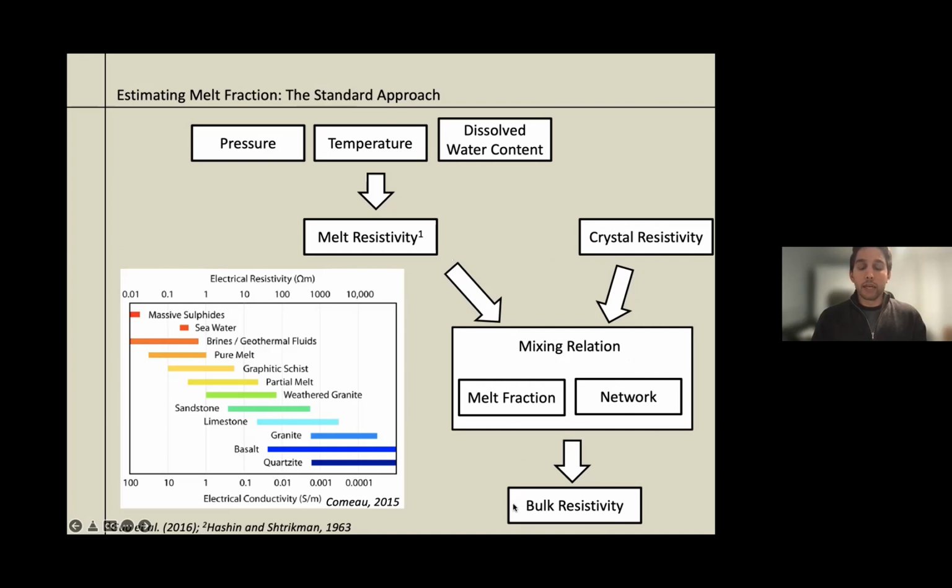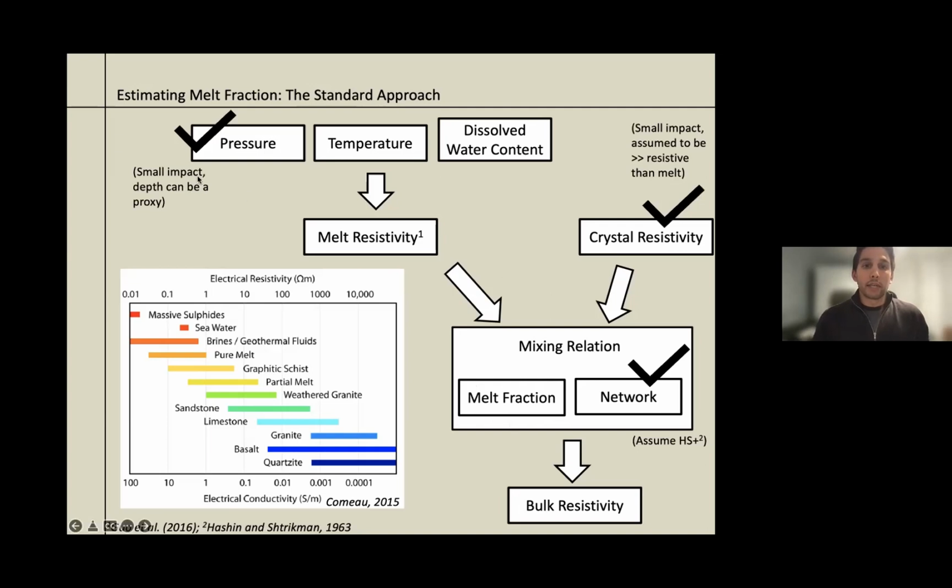So again, this is a pretty non-unique problem, because there's one number, let's say from your inversion model, that an anomaly has a resistivity of 1 ohm meter, but there are all these variables that go into that single number. So trying to tease out what's what is somewhat complicated. And just to remind you, the quantity that we're really interested in from a volcanological perspective is the melt fraction.